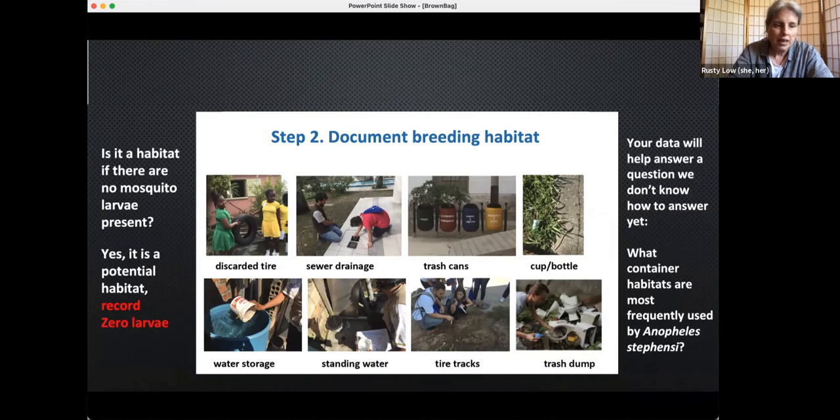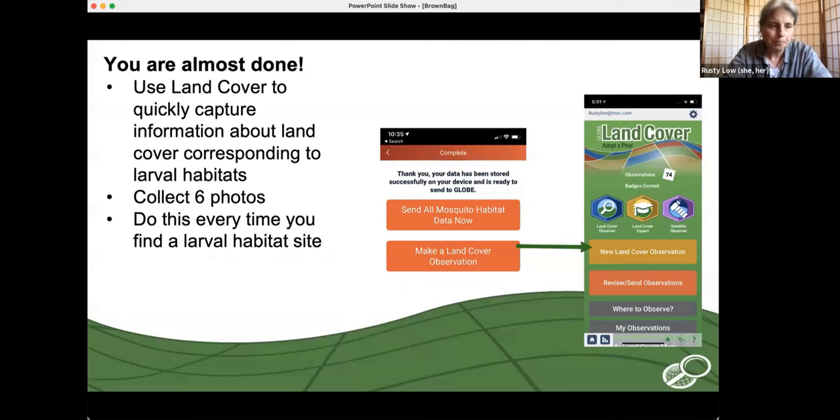But yeah, if you find a potential habitat, but there's no mosquitoes in it, so if you find standing water but there's no mosquitoes, it's still a habitat, but it's a potential habitat. So we want you to record zero larvae, because zeros are important data when we begin to look at data and analyze it statistically. So you definitely do want to have that. Okay, so the next one, please.